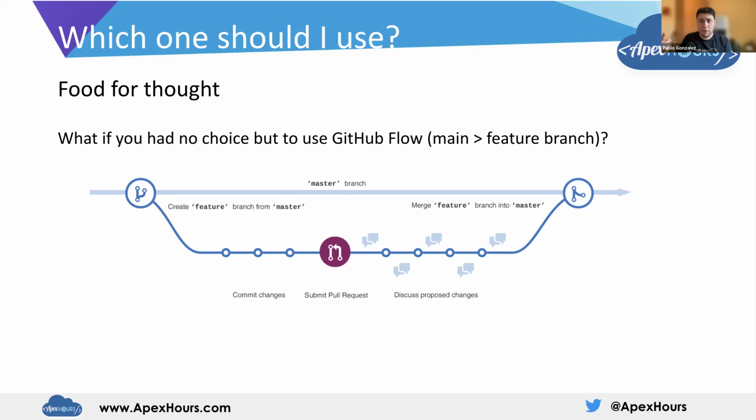Sorry, and the second part of that question is: if you're using Scratch orgs and you can fully use Scratch orgs because you're a small org and it's very easy for you, then basically you create Scratch orgs on the fly from the main branch, and everyone is committing to main. So everyone gets a production-like environment as quickly as possible.